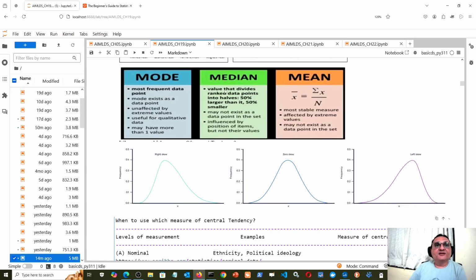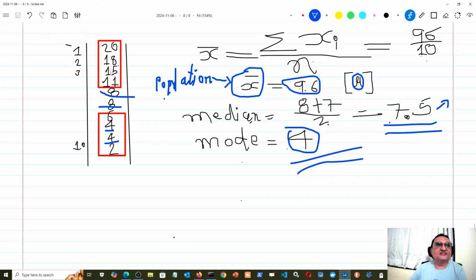Okay, then the median is a value which divides the ranked data points in half, 50% larger and 50% smaller. I showed you, so this is the median, 50% larger, 50% smaller. Here 8 and 7 were there, that's why I took 8 plus 7 by 2, right? So let me make it back to the original value. That would be better, right?